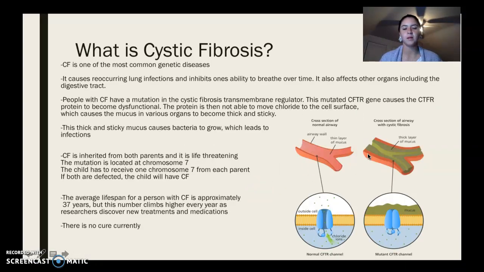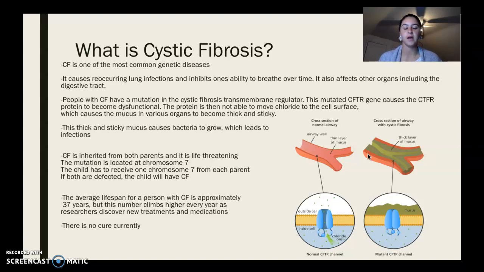So what is it exactly? Cystic fibrosis is one of the most common genetic diseases. It causes recurring lung infections and inhibits one's ability to breathe over time. So people with CF usually lose some of their lung capacity with every passing year. It also affects other organs, including the digestive tract as well.